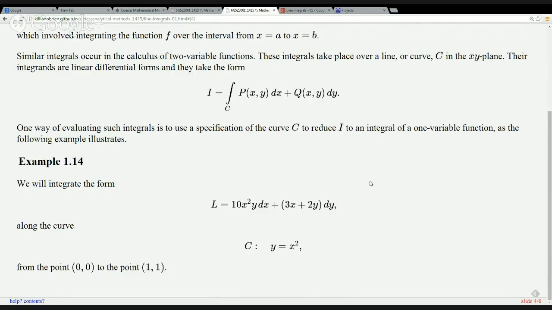Okay, so that's what we do. So we have I, integrating along the curve C. Whenever I see y, I replace it with x squared. So this is going to be 10x to the power 4 dx plus 3x plus 2x squared. Whenever I see dy, I replace it with 2x dx.